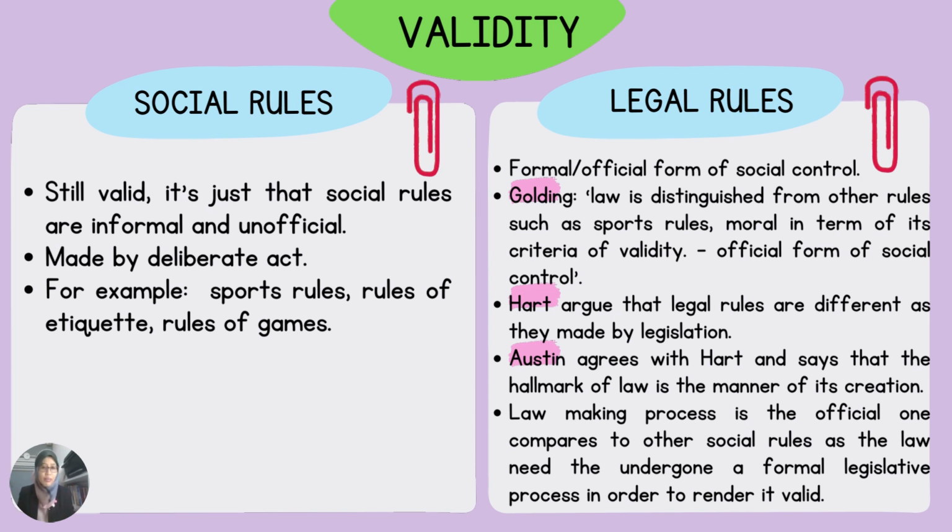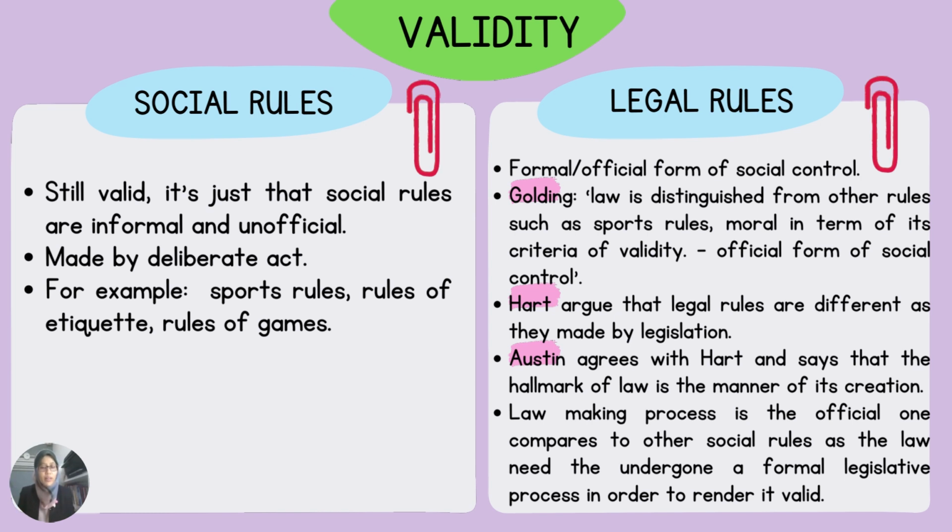And it is agreed by Herschel Hart that the legal rules are different as they are made by legislation. When we want to determine whether the law is valid or not, the legal rule is made by the person who has the power to enact the law, for example, the parliament or legislator. And Austin also agreed with Hart because he said that the hallmark of the law is the manner of its creation.